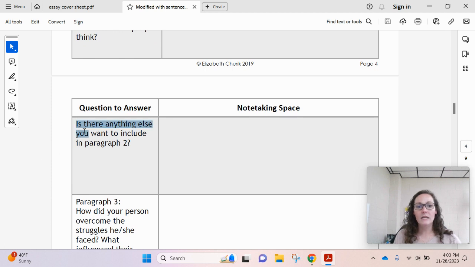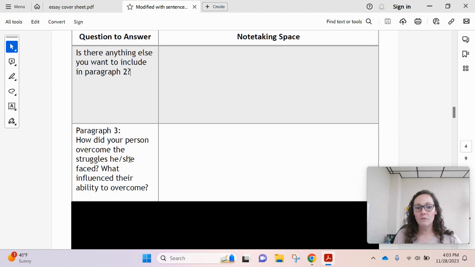And then once again, is there anything else you want to include in paragraph 2? Last part for you guys is paragraph 3, and it's just the one box. How did your person overcome the struggle he or she faced? What influenced their ability to overcome? Okay, this goes back to the outline where we talked about all the different motivators, the internal motivators, the outside influences. All of that is going to be things that you're looking up for this one box.